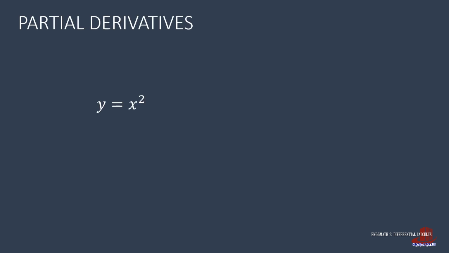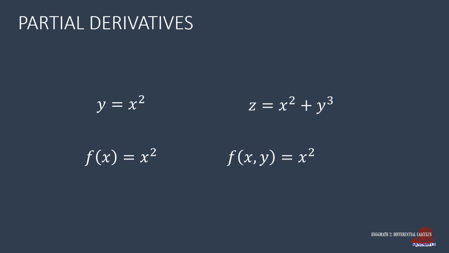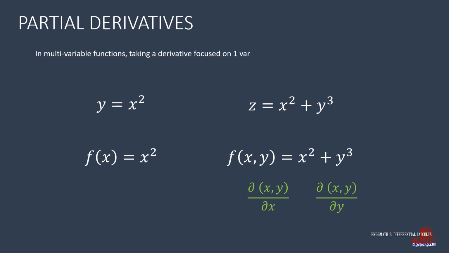In the function y is equal to the square of x, we can say that the function of x is x squared. In the next function, having z is equal to x squared plus y cubed, we can denote the function as the function of x and y, and the derivatives are done partially, one with respect to x and the other with respect to y. Partial derivatives focus on a single independent variable, and all others are considered as constants.